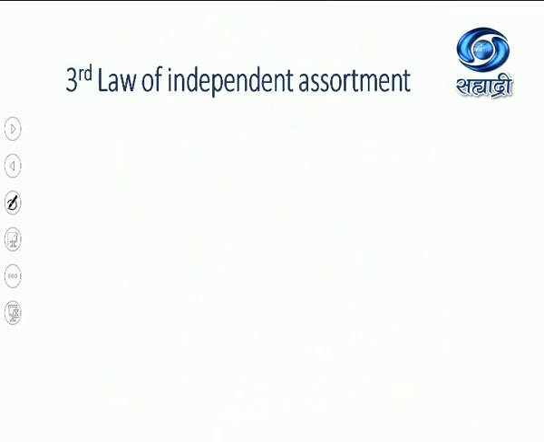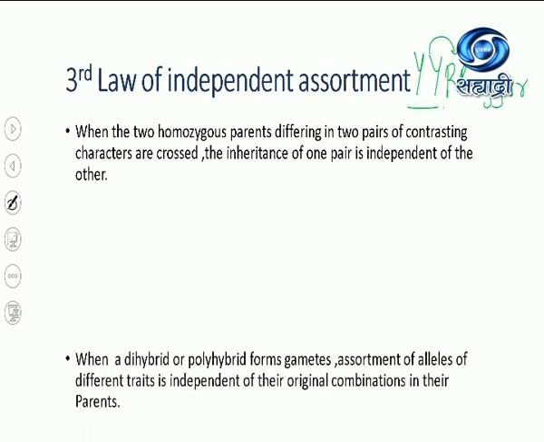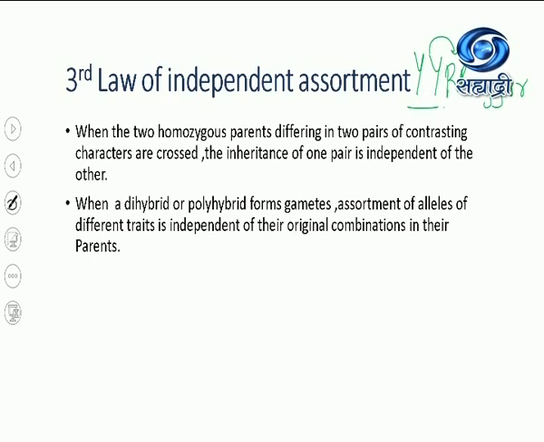Now we will discuss the third law, the law of independent assortment, based on the dihybrid cross. When two homozygote parents differ in two pairs of contrasting characters, what contrasting characters did we take here? Yellow and round crossed with green and wrinkled. In such a cross, the inheritance of one pair is independent of the inheritance of the other pair.